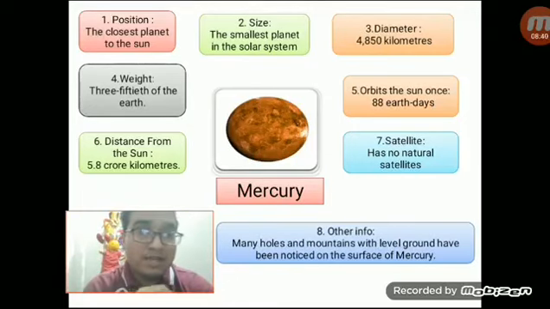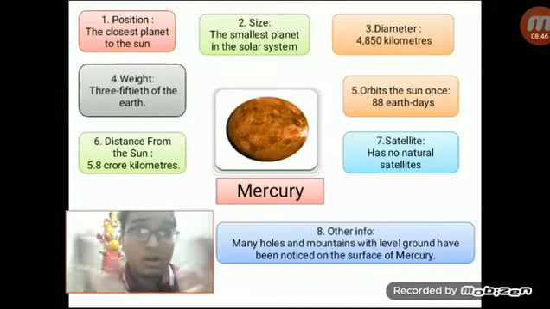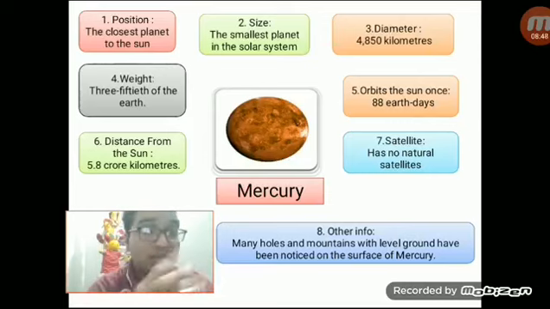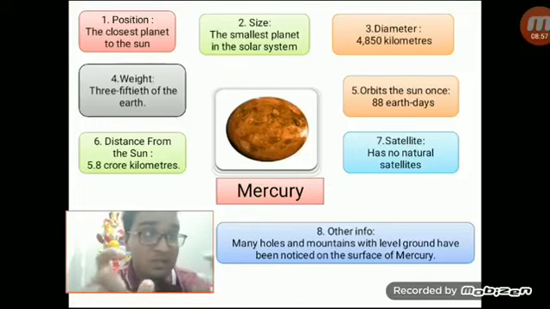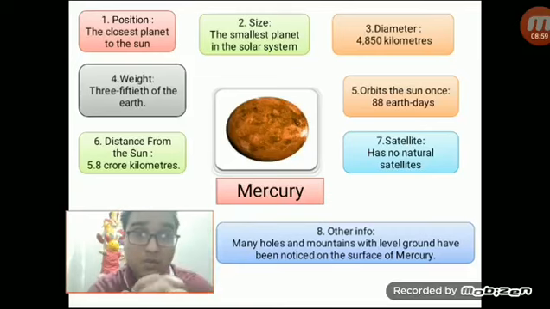And other information: many hills and mountains with level grounds have been noticed on the surface of Mercury. So that's all about the planet Mercury, and you have to memorize this information to write about Mercury. And this topic is very important for CQ questions.